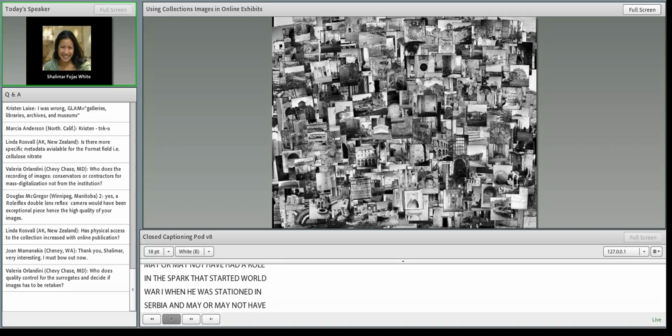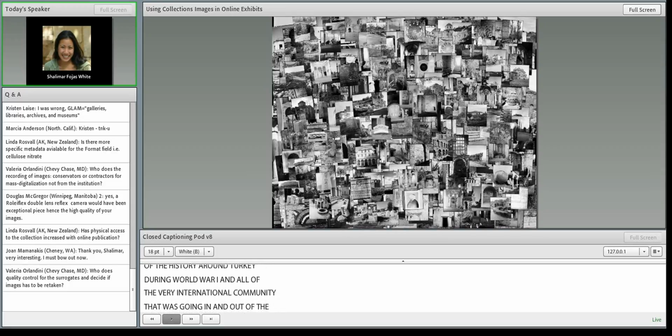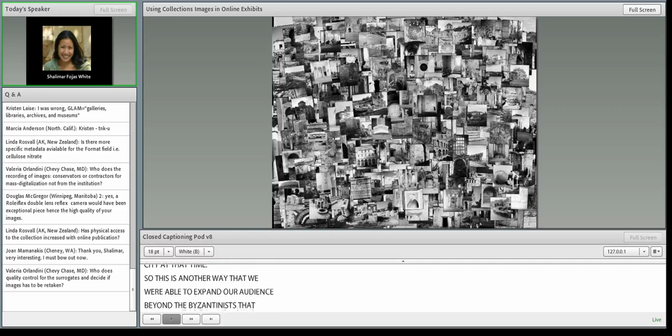So they became very interested in the collection just as a document of the history around Turkey during World War I and all of the very international community that was going in and out of the city at that time. So this is, again, another way that we were able to expand our audience beyond the Byzantinists that already knew that we were here to these other fields, which has been very, very rewarding for us.